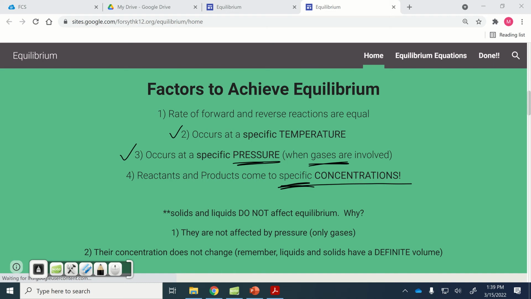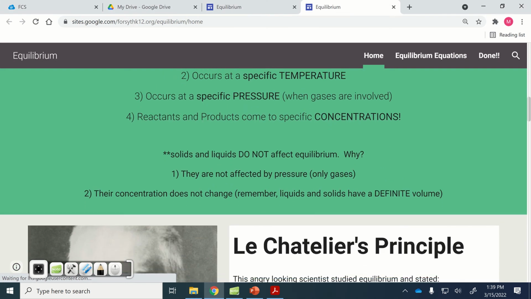At that point, they're still reacting. They're still going back and forth, but the overall concentrations of them are essentially not changing anymore, because it's occurring at an equal rate. So I already stated this. Solids and liquids are not affected by equilibrium because they're not affected by pressure, only gases, and their concentrations won't change in the end.